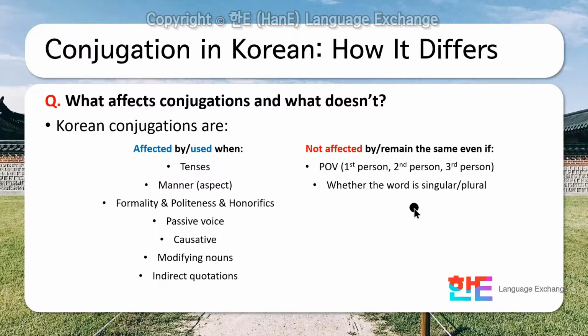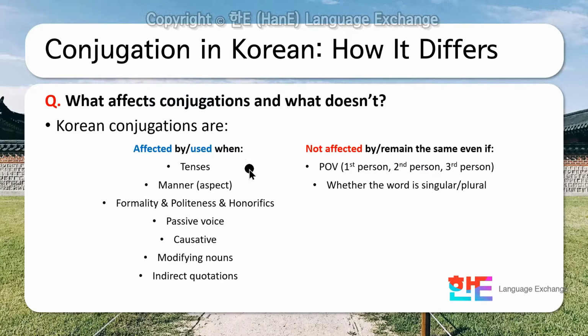So it differs from other languages in the sense that for English, you have conjugation on POV, point of view. So basically, depending on whether it's first person, second person, or third person, you might conjugate things a little differently. It also depends on whether the word is singular or plural in other languages, such as English. However, Korean conjugations are only affected by these aspects. So the tense, whether it's in the past, the present, or the future, present continuous, so on and so forth.